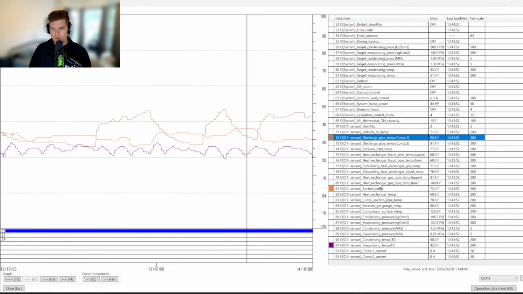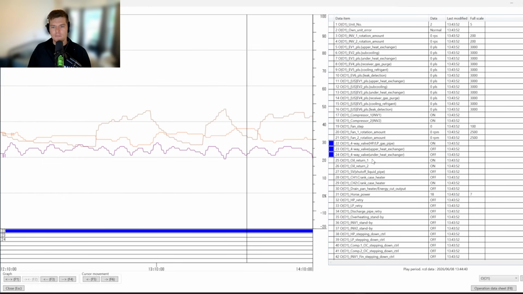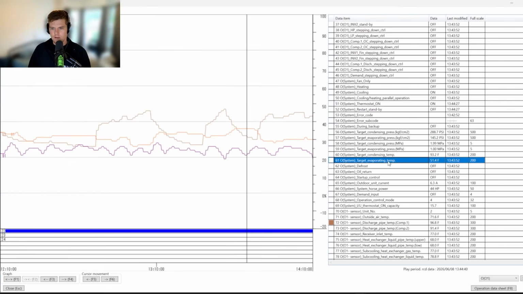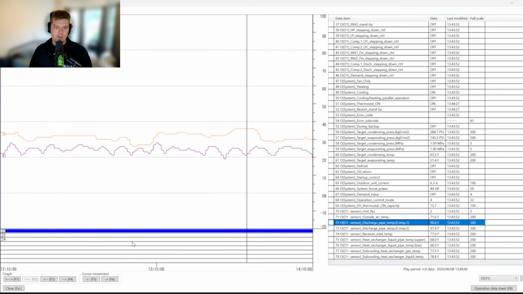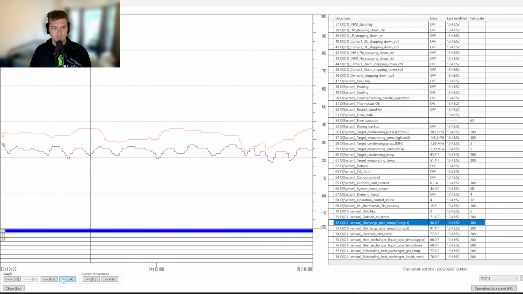I'm not happy with any of that at all. Let me see here. Where is my target evaporating temp? Got it off already. Okay. And so if I take away my discharge compressor temp, this is my suction saturation and my suction temperature. This is my suction superheat. And you say, well, there we go.